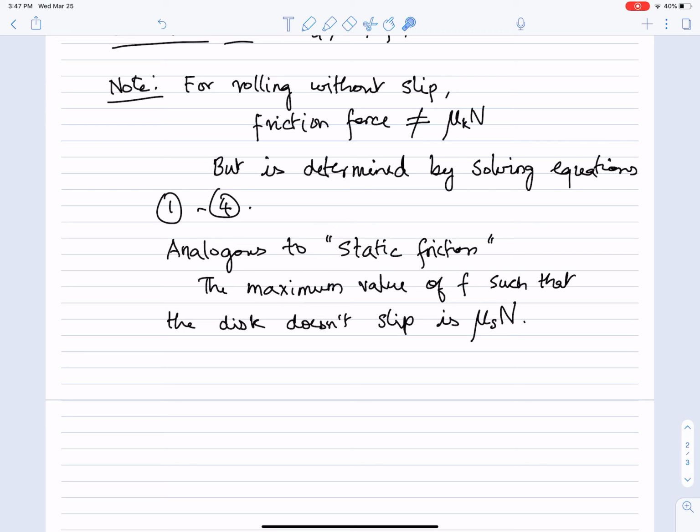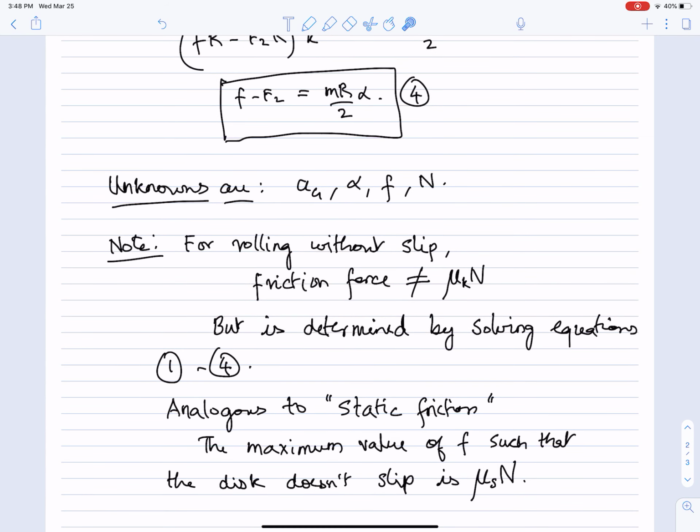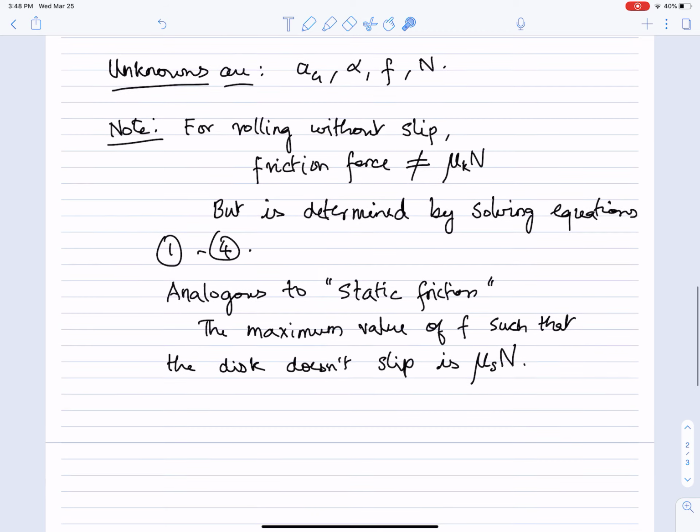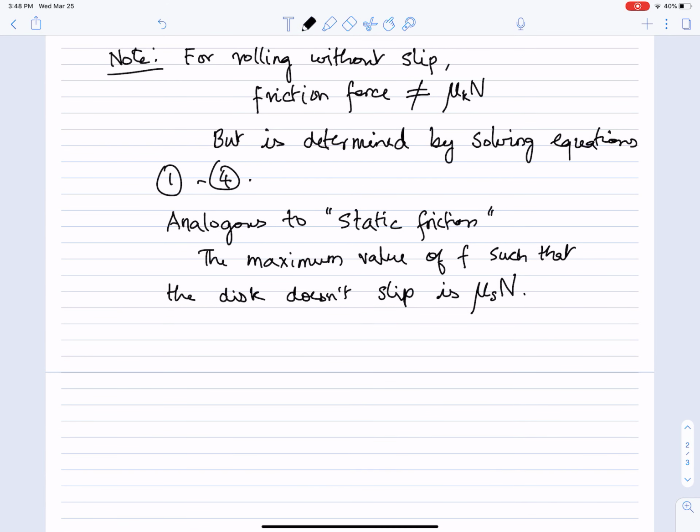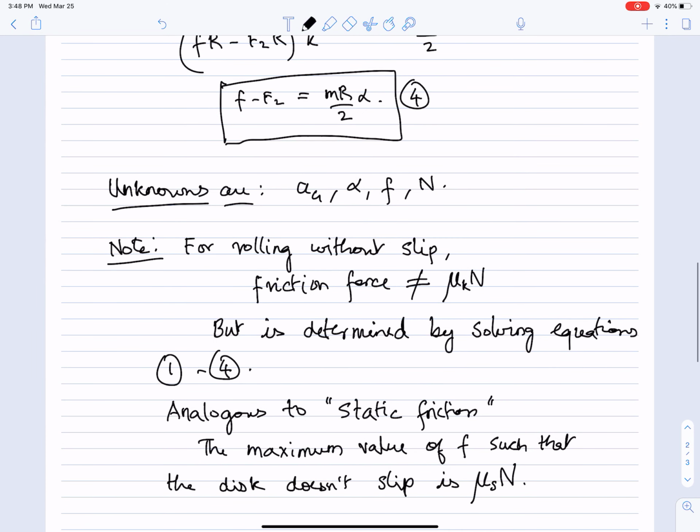If it is less than mu s times n, then everything is fine. The object does not slip. If it is greater than mu s times n, the object starts slipping. That's how you determine whether something is slipping or not. In any case, for this problem, we've just been told that it's rolling without slip. So we just go with that. We just need to solve equations 1 to 4.